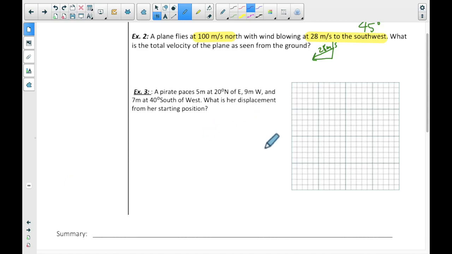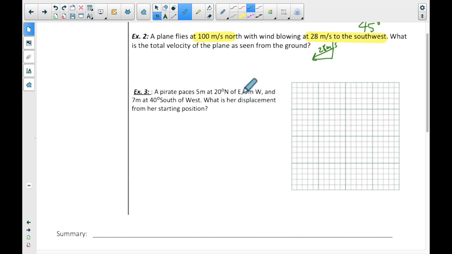All right, if we look at our next example, the graph paper is just like scratch paper for us. And so I'm going to use this scratch paper, but you have to kind of plan ahead of where you're going to go. So the pirate is pacing 5 meters at 20 degrees north of east, and then 9 meters west, and then 7 meters at 40 degrees south of west. So what is her displacement from the starting position?